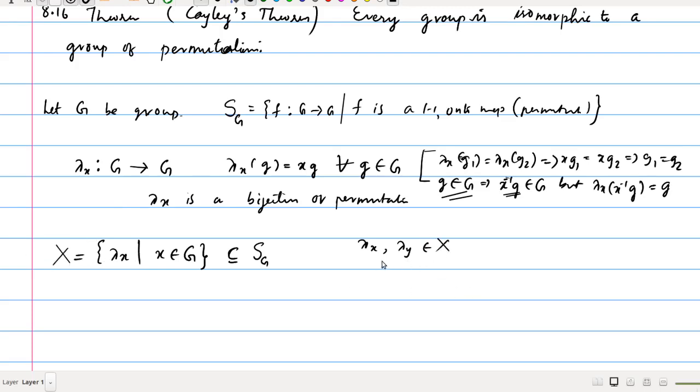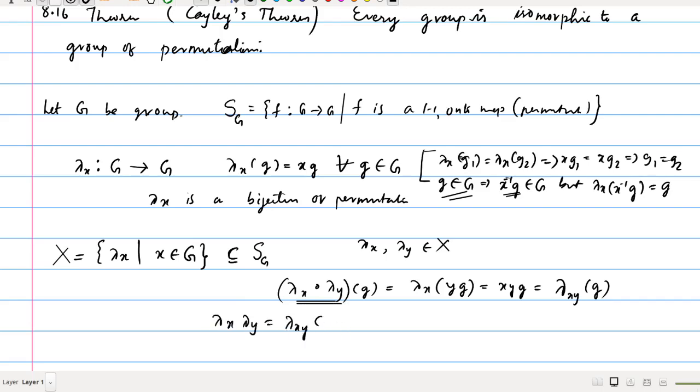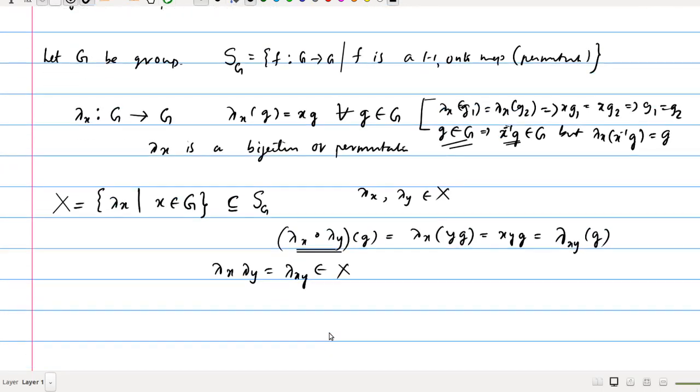If lambda x, lambda y belongs to X, then what is lambda x composition lambda y? In order to evaluate it, we have to evaluate lambda x composition lambda y of g. This is lambda x of yg by definition, and this is xyg, which can be considered as lambda xy of g. This shows that lambda x composition lambda y is nothing but lambda xy, so this is also an element of X. This proves the closure property, and next we will prove the inverse. What is lambda?